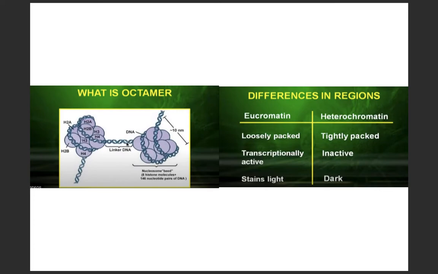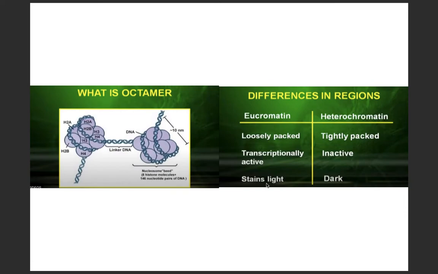While this loosely packed structure, where no histone proteins are packed with the DNA strand, is considered as euchromatin inside a eukaryotic cell. We can compare these two structures, euchromatin and heterochromatin. Euchromatin is the loosely packed portion of the DNA, while heterochromatin is the tightly packed portion of the DNA. Euchromatin is transcriptionally active, while heterochromatin is the transcriptionally inactive state of the DNA.